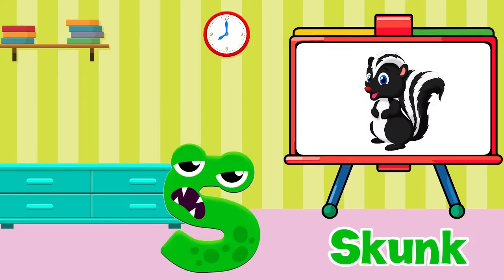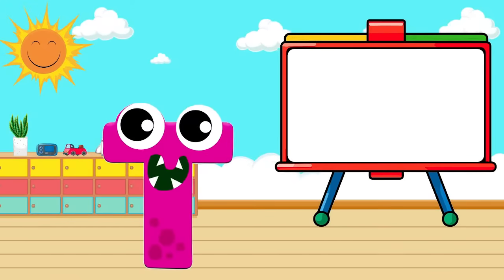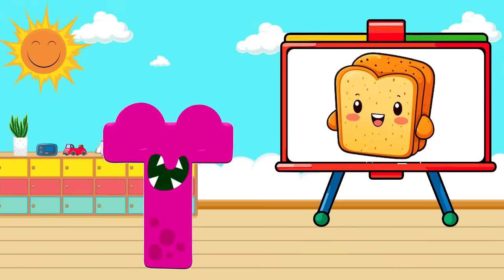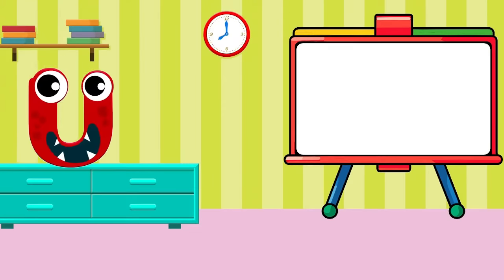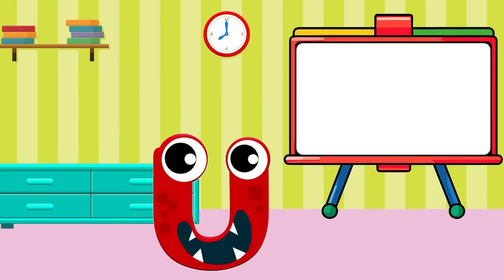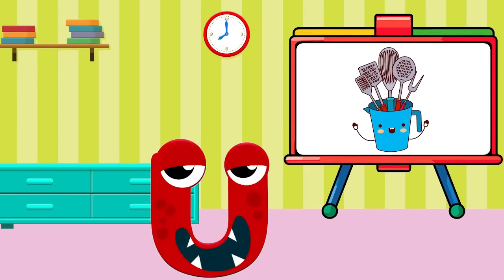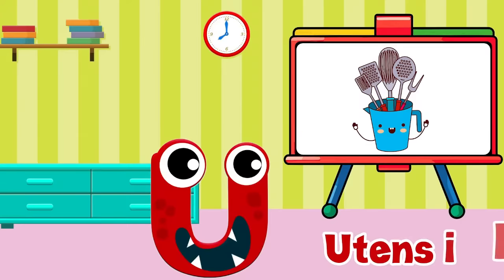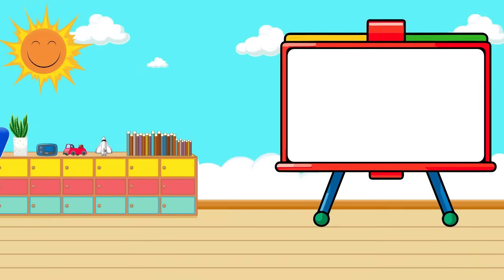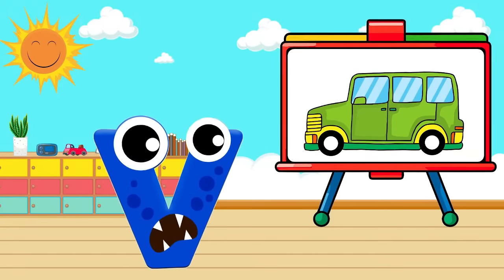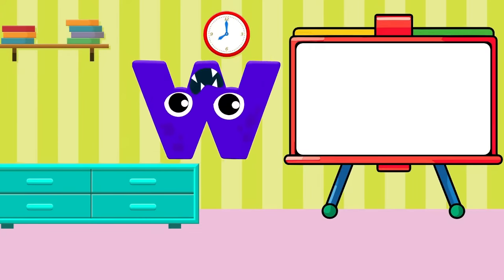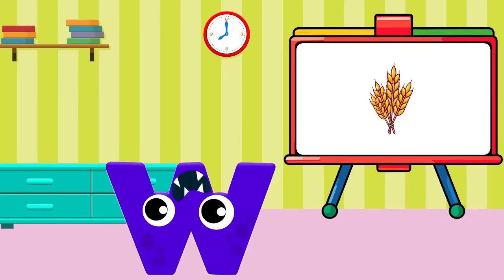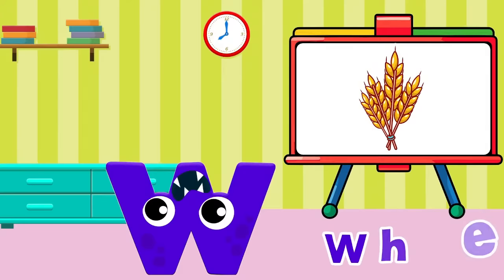S for skunk. T, toast. T for toast. U, utensils. U for utensils. V, van. V for van. W, wheat. W for wheat.